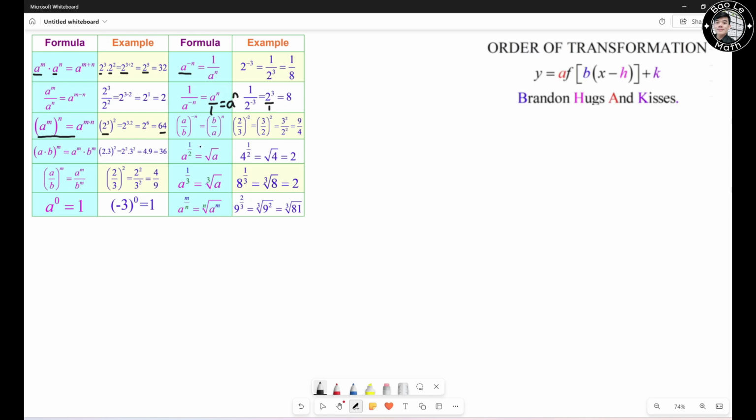Now, next one. If you have a over b, all to the power of negative n, you need to make the exponent positive. You just flip the fraction: a over b turns out to be b over a, and the exponent becomes positive. Now, look at this one: 2 over 3 to the power of negative 2. I need to make the power positive, so I flip this fraction. It turns out to be 3 over 2 to the power of 2, which is 3 squared over 2 squared, and it's going to be 9 over 4. So we have more formulas here, and you need to revisit the concepts you learned in Algebra 1.